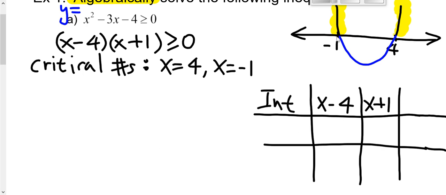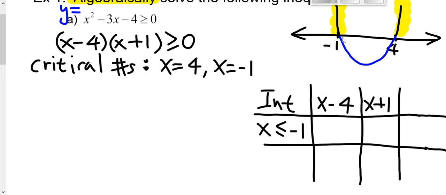So one section is anywhere less than or equal to -1. X is less than or equal to -1. We try to keep the sign because we have the equal component in our question, so therefore we keep the equal component there. If there's no equal part here, then take out the equal part.